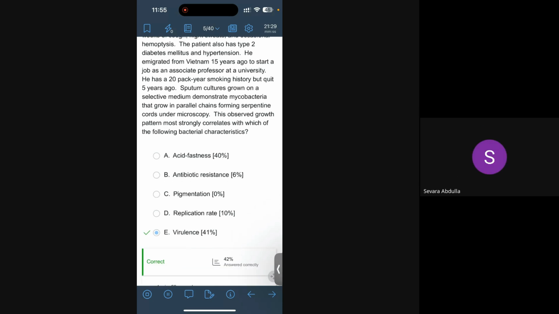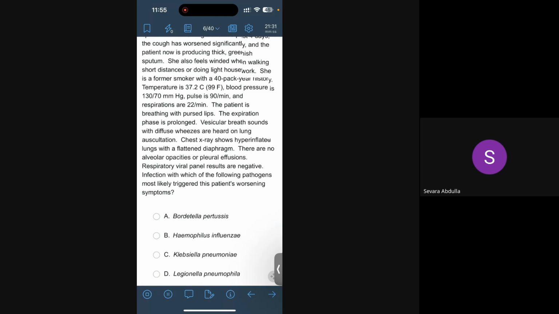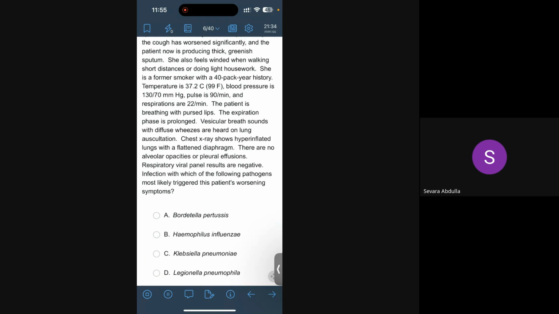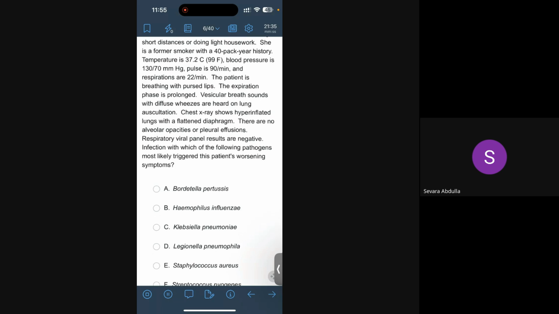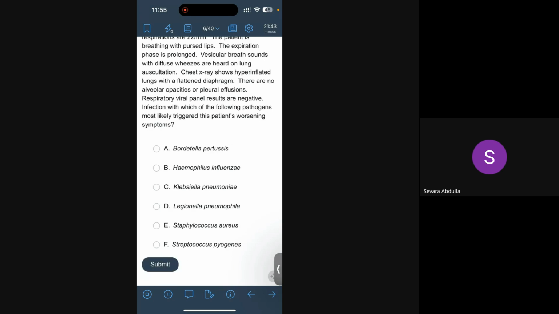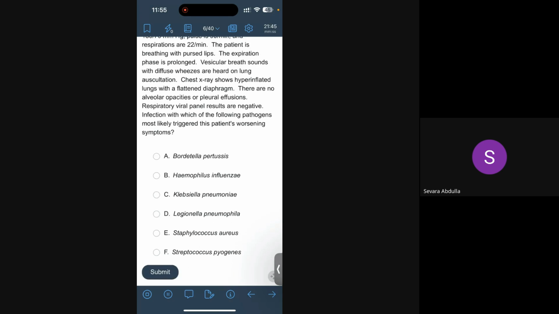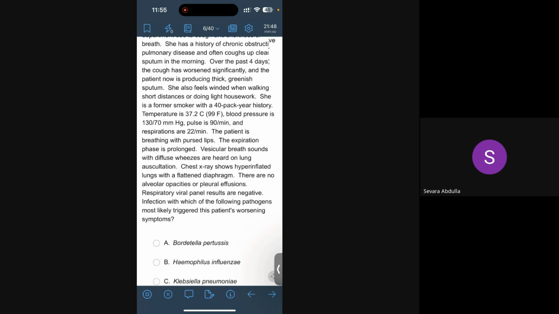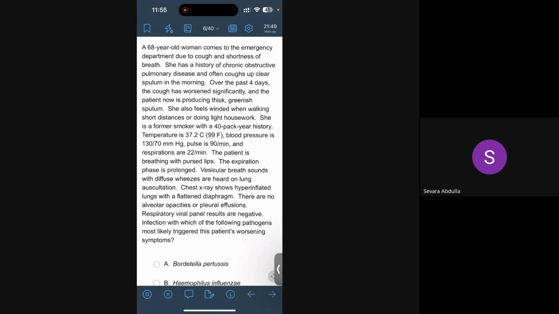Yes, the katG gene, very good. The katG gene is going to be absent. Respiratory viral panel results are negative. Infection with which of the following pathogens most likely triggers this patient's worsening symptoms? See the options. Now, read the whole question.